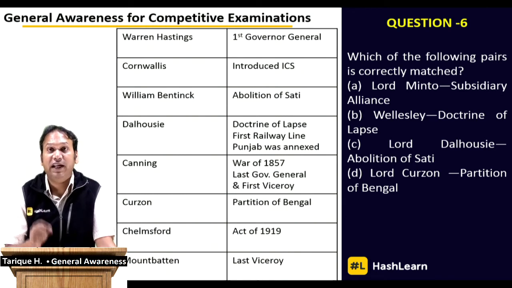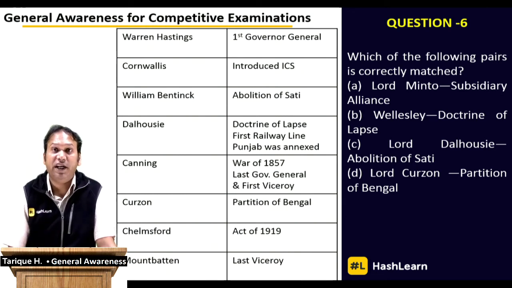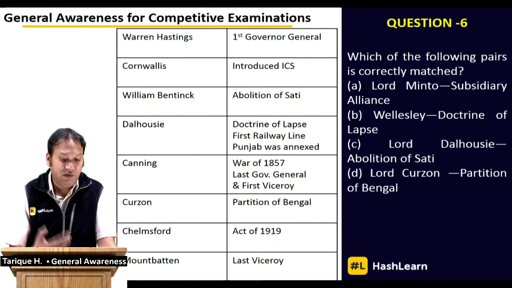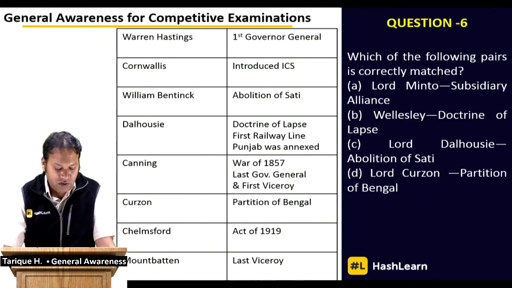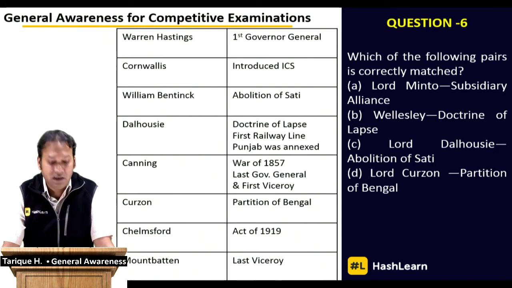One is the Act of 1919, that is the Government of India Act 1919, which is also linked with the Minto-Malviya reforms. And then you can read the Act of 1935. So these are the things here to learn. And then the last Viceroy of India is Mountbatten.